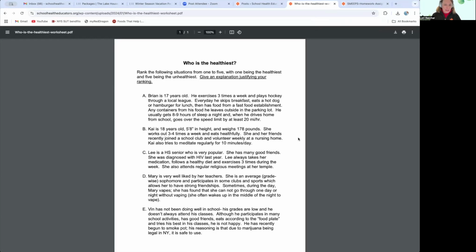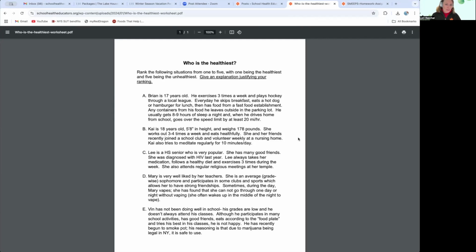Basically, this worksheet that I have up on my screen right now has a description of 5 different young people. You can tweak them. What I have students do is they are provided a hard copy. That's my way of doing this.